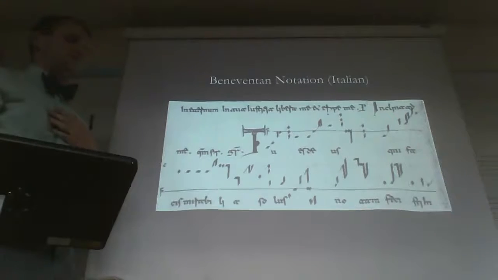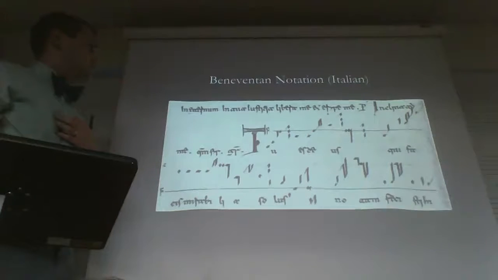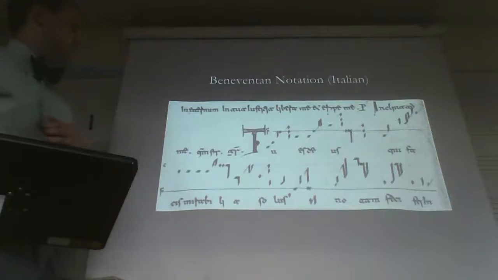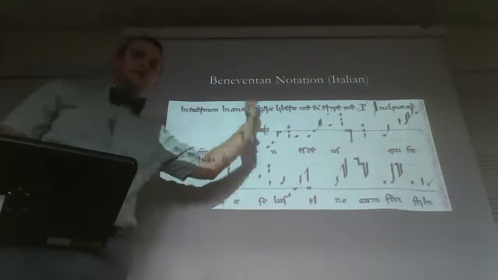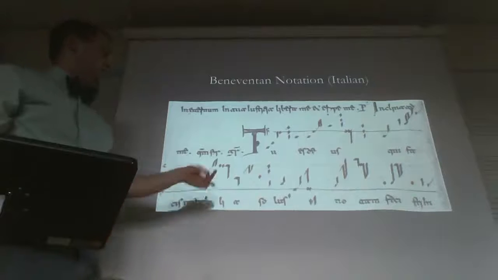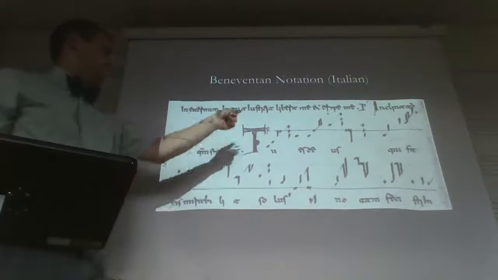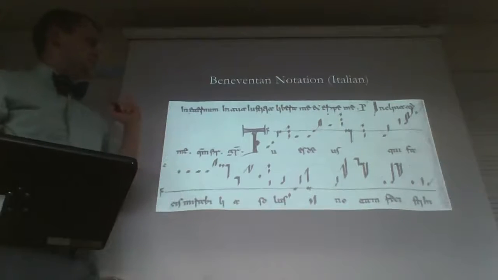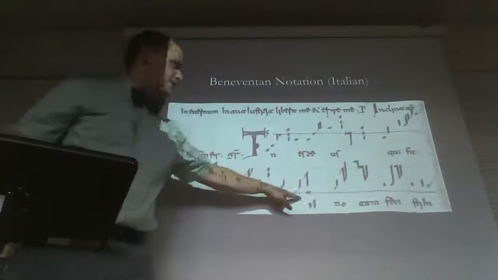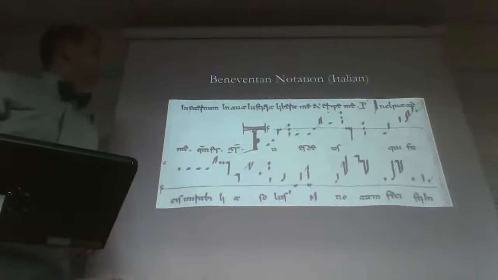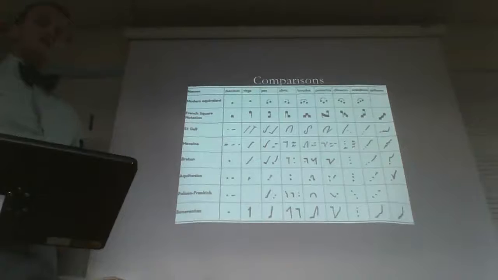And here's another example from a totally different part of Europe. Beneventan notation, which is Italian. As you can see, this is actually quite different. Very, very tall squiggly lines. Not curvy at all, really. Just squiggly. It's also a little bit later because it has a line, a staff. So we'll get to that later. And here's a chart of comparisons.